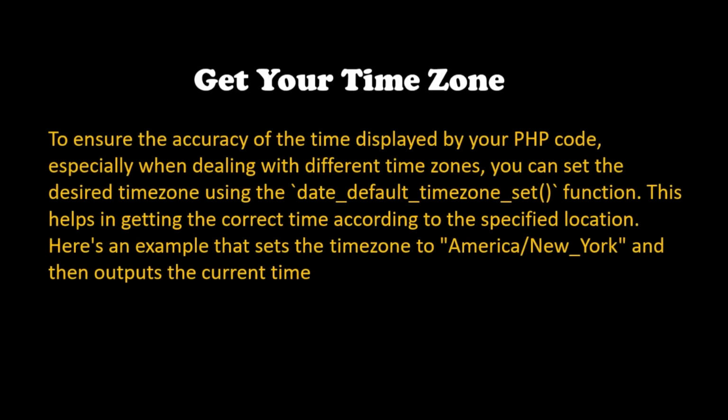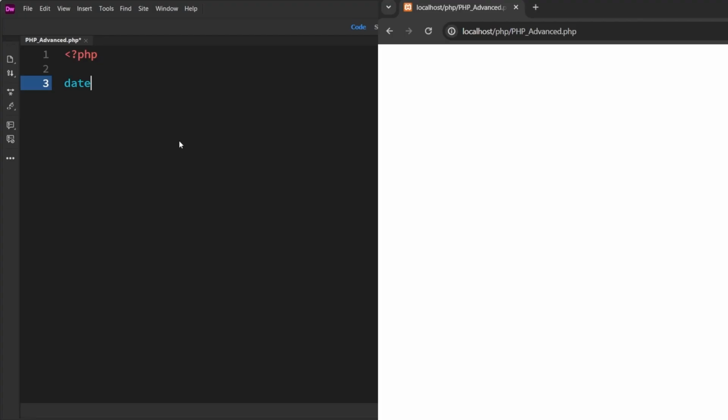Next, we will discuss getting the time zone. To ensure the accuracy of the time displayed by your PHP code, especially when dealing with different time zones, you can set the desired time zone using the date_default_timezone_set function. This helps in getting the correct time according to the specified location. Here's an example that sets the time zone to America/New_York, and then outputs the current time.